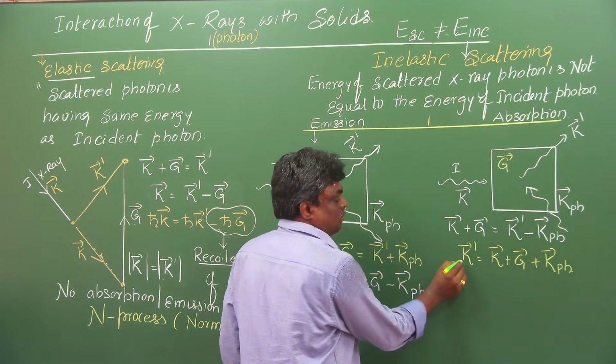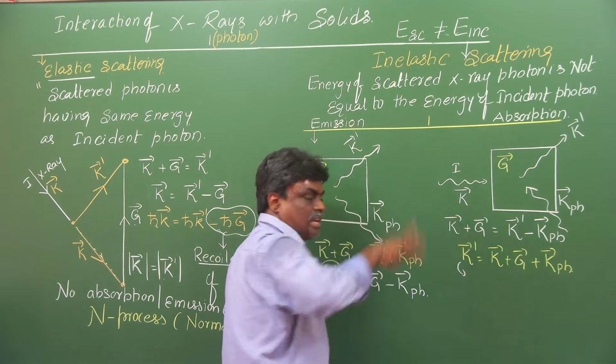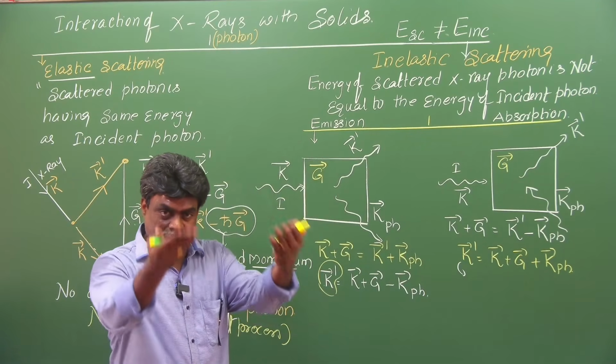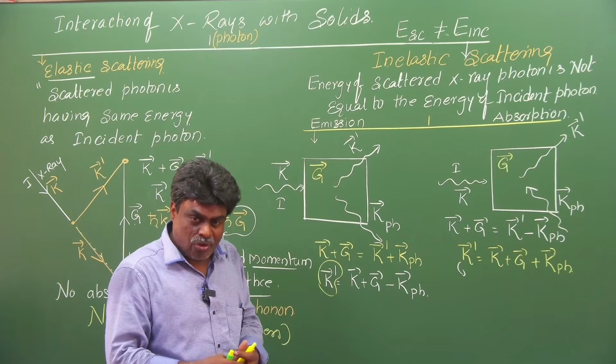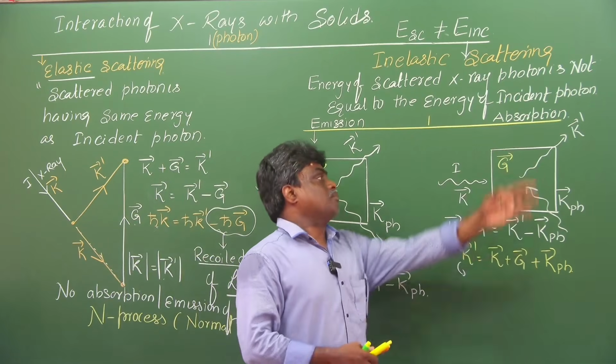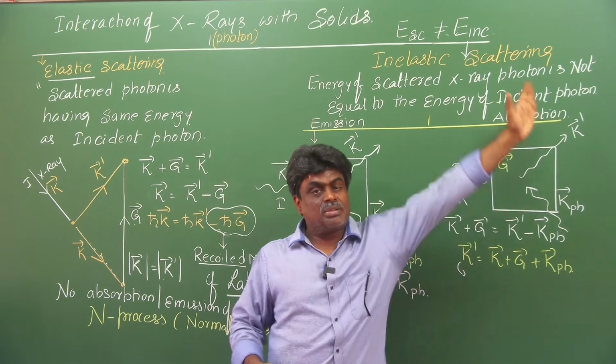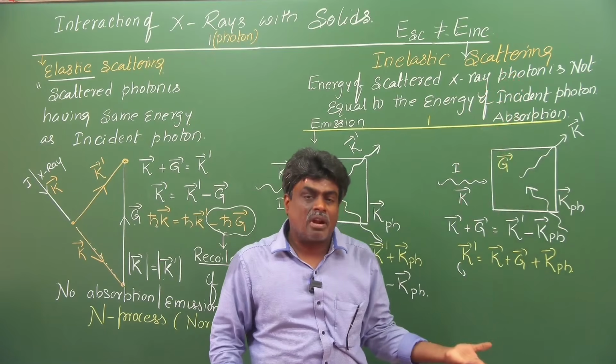Now the energy of the scattered photon will be increased or decreased? Increased, because it is absorbing. Due to lattice vibrations, we are getting a phonon. That phonon is absorbed by this and it is going. Is that clear? That's why you are not seeing.